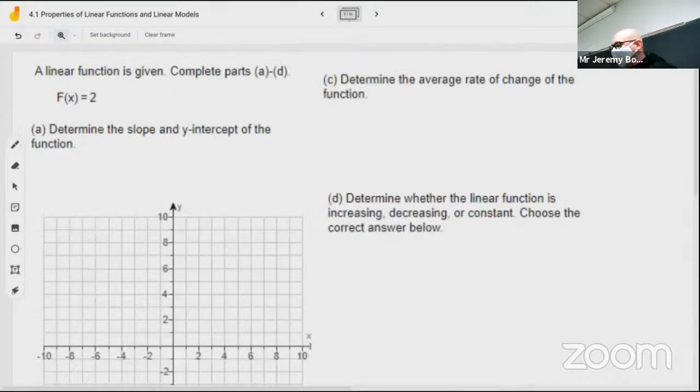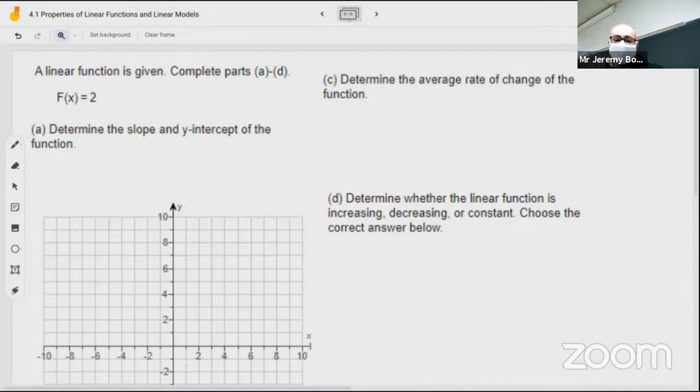So here we have the function f of x is equal to 2. Give me the slope, y-intercept, graph it, average rate of change, and then if it's increasing, decreasing, or constant. I'll give this one a try. So this one's a little bit different, right? It's just f of x is equal to 2. So we don't have that x term there.